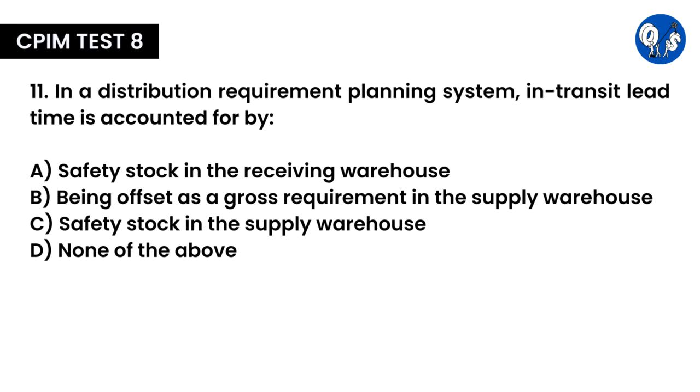Safety stock in the supply warehouse, D. None of the above. Here the correct answer is B. In distribution requirement planning, the lead time between warehouses is offset as the planned shipment to the receiving warehouse becomes the gross requirement in the supply warehouse. This logic is similar to the lead time offset in a MRP system where the planned order release is offset by the lead time to purchase or make the part.